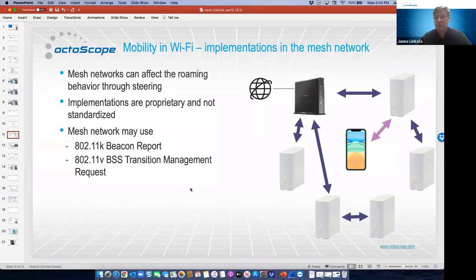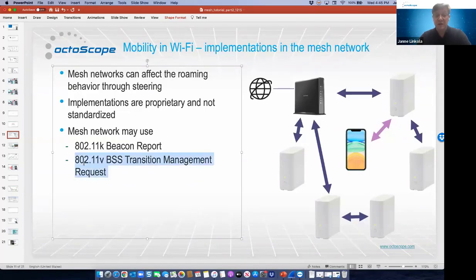Now, let's look at the situation from the mesh network's point of view. The mesh network went through the self-forming phase, so it knows exactly which of these nodes is the root node. It knows which of the extenders are connected through one hop to the root node, and it knows which of the extenders have two or even more hops. So clearly, it knows a lot more about this situation, and it can affect this roaming behavior through the steering mechanism that I already mentioned. In 802.11v, we have this message called BSS transition management request, which the mesh network can use to issue to the station a request to roam.